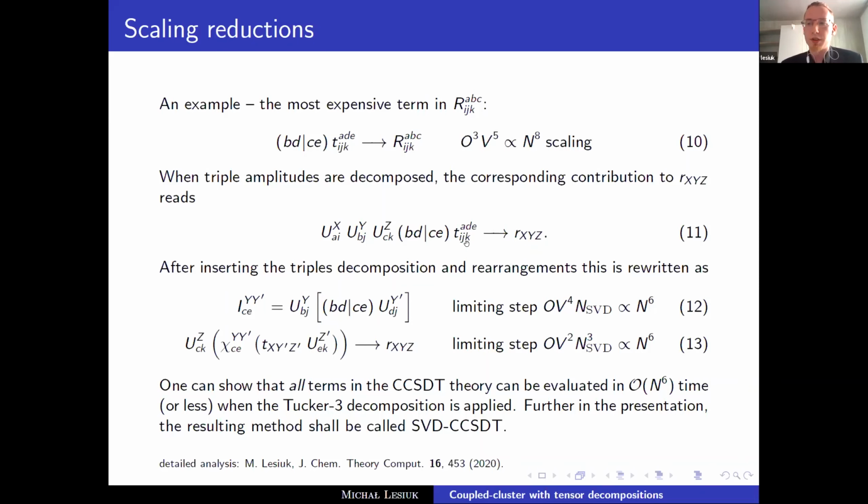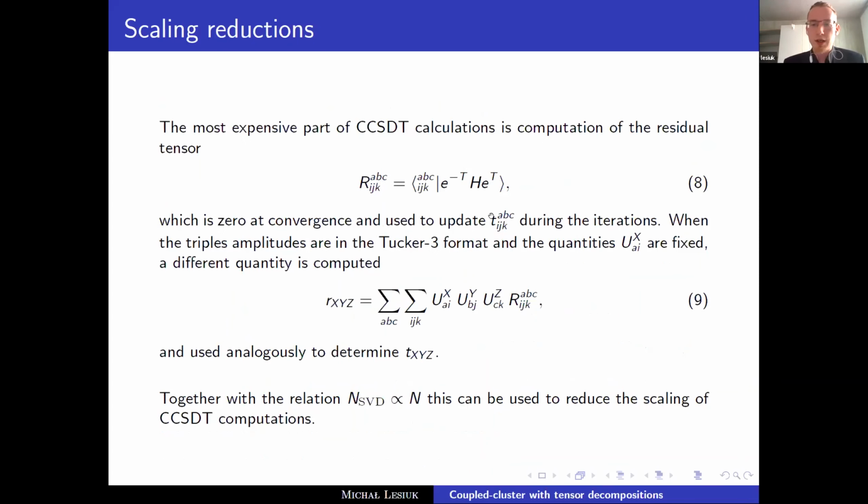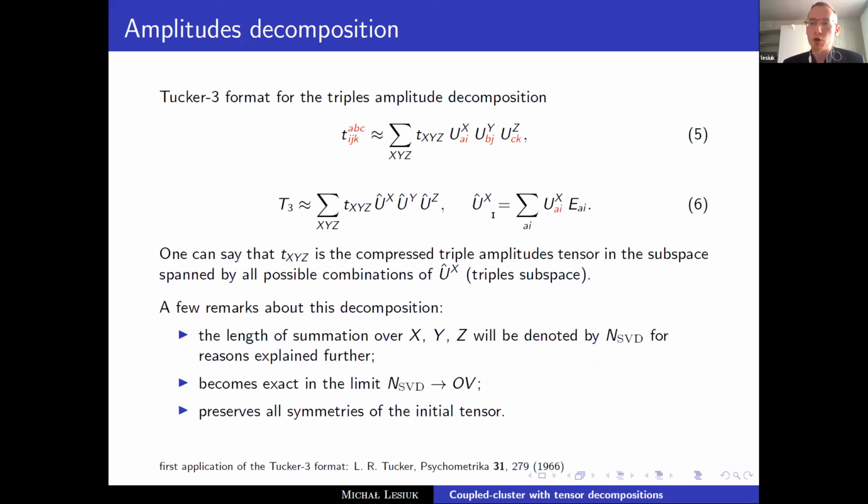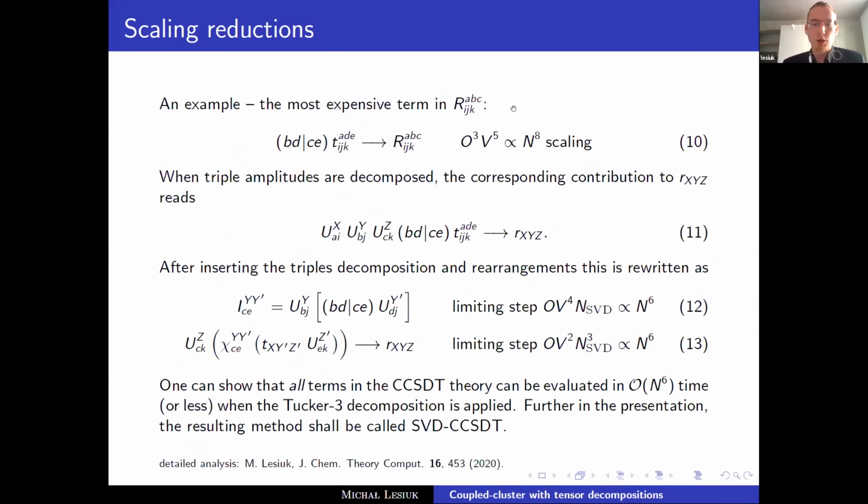And if you insert the decomposition of the amplitude, so if you insert the initial Tucker formula, equation 5, and if you rearrange that, you can decompose it into 2 steps. And if you count the indices, and remember that the size of the SVD subspace scales linearly with the system size, you can rewrite it as 2 steps, both of them scaling as n to the 6th. So this is n to the 6th. This is just an example of one term. Of course, you have to prove that all terms can be written like that, but it can be done.